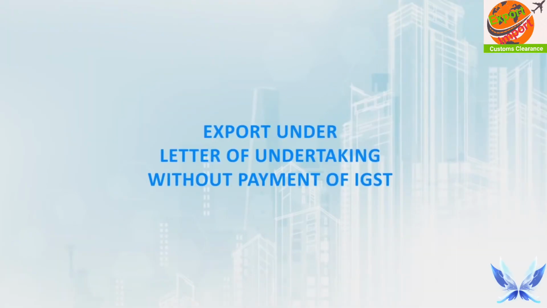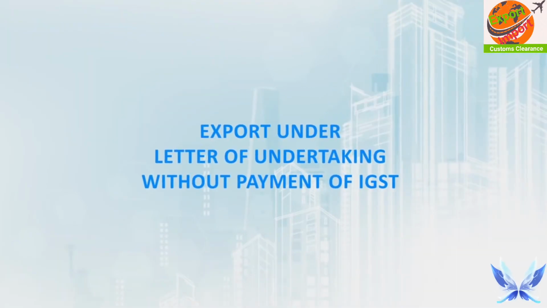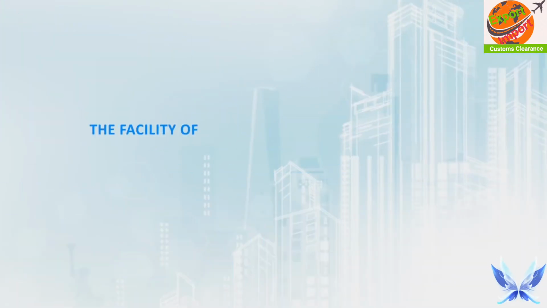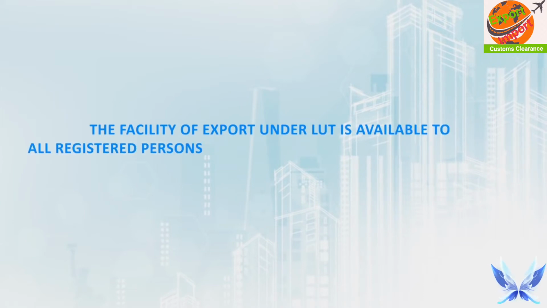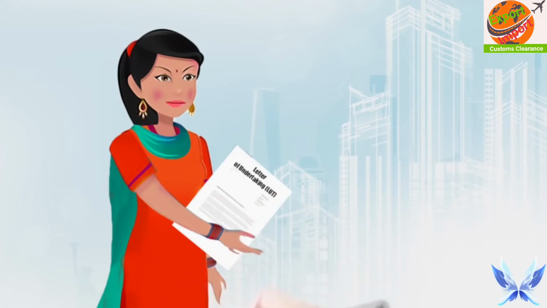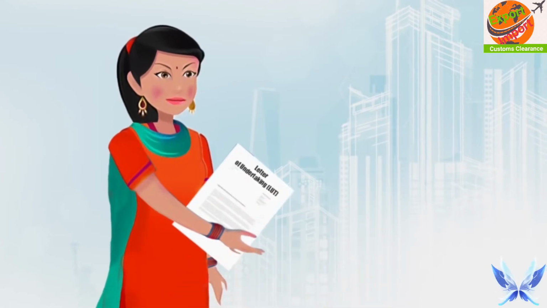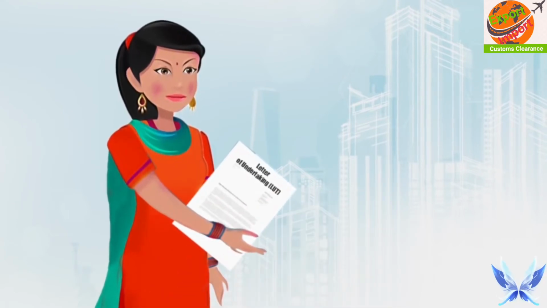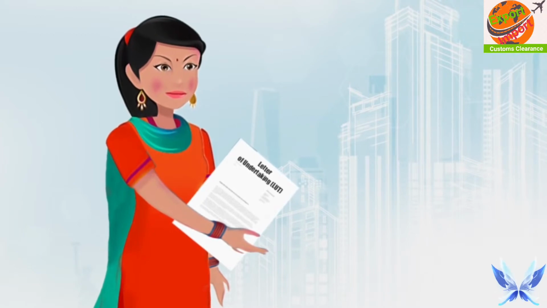Export under letter of undertaking without payment of IGST. The facility of export under LUT is available to all registered persons who intend to supply goods or services for export without payment of IGST. For this, a letter of undertaking shall be furnished on the letterhead of the registered person for a financial year as per the format specified under the GST rules.